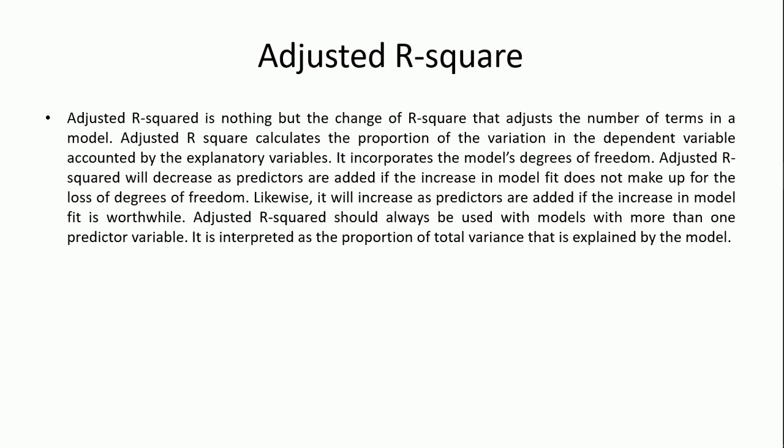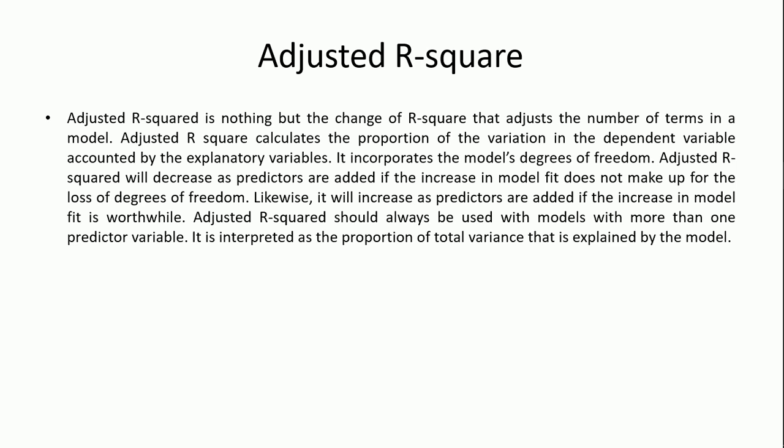So what actually is adjusted R square? It determines the change of R square that adjusts for the number of terms in a model. Adjusted R square calculates the proportion of the variation in the dependent variable accounted for by the experimental variables. That is, it determines how much proportion of variation is seen in our dependent variable when we change our experimental variable.